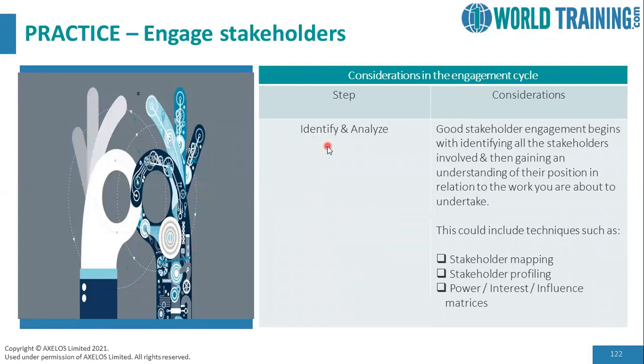In the identify and analyze step of the engagement cycle, it is about starting the engagement by identifying all the stakeholders involved and gaining an understanding of their position in relation to the work you're about to undertake. This could include several techniques such as stakeholder mapping, stakeholder profiling, and power, interest, influence matrices. For example, understanding the power and interest of stakeholders.